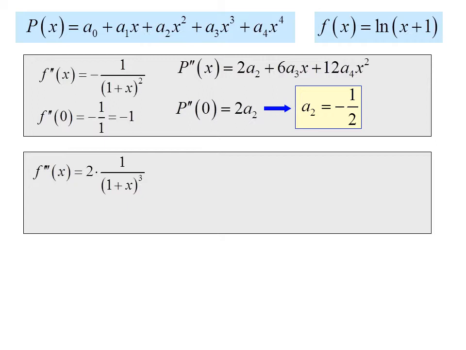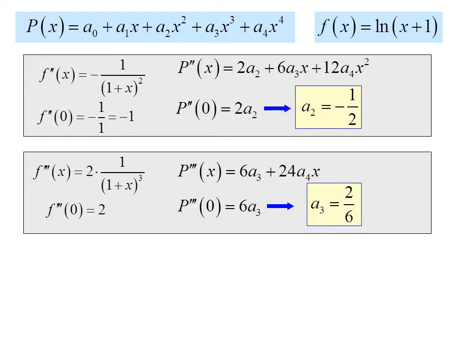f triple prime of x is 2 times 1 over (1 plus x) quantity cubed. So f triple prime at 0 is 2. Taking the derivative of the previous series, we get p triple prime of x is 6 a sub 3 plus 24 a sub 4 times x. So the third derivative at 0 is 6 a sub 3. Since the third derivative should be equal to 2, we solve for a sub 3 and get a sub 3 equals 2/6. And I realize that can be reduced, but for the moment we're going to leave it 2/6.